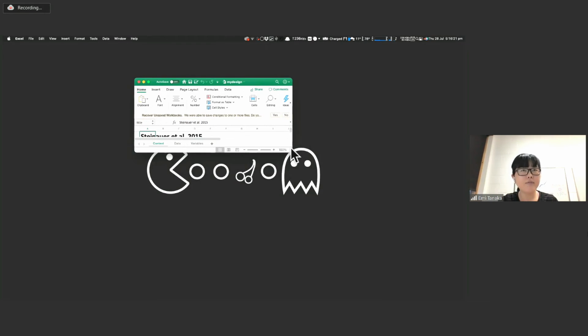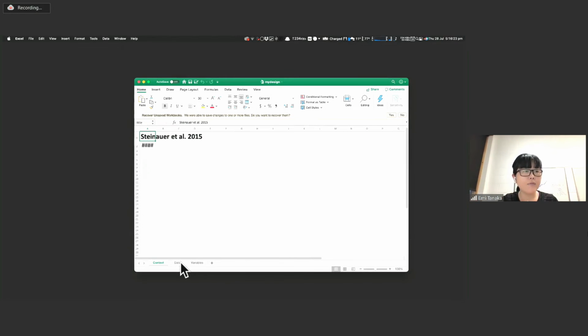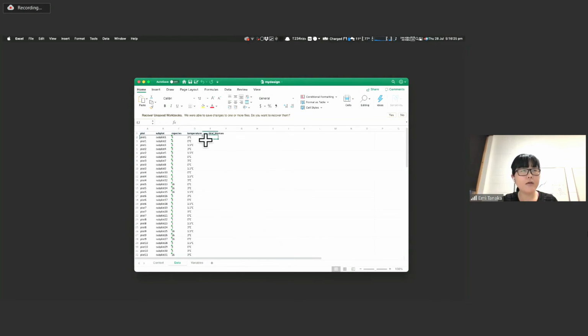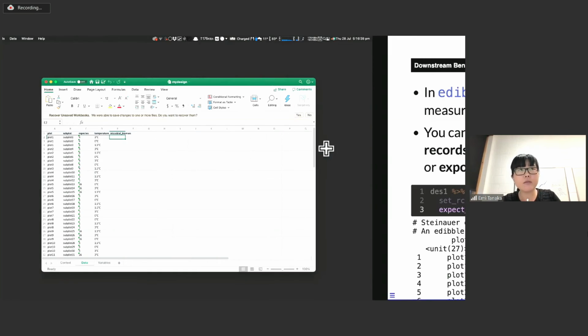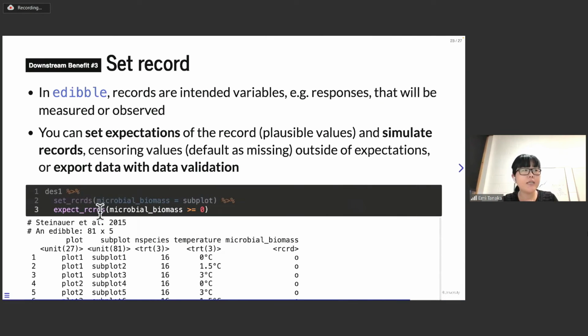And so here's the file. And if I go to the data column, I've got this part. Now, if I try to enter a negative number, it's been encoded. So that validation rule is already in there. That's what I mean by the expectation of the record and how the data validation comes into play.